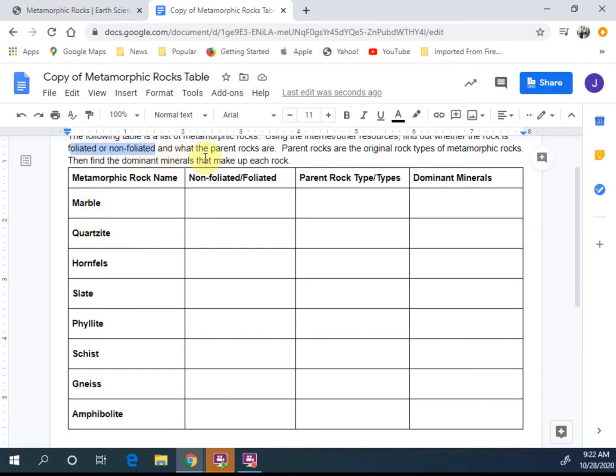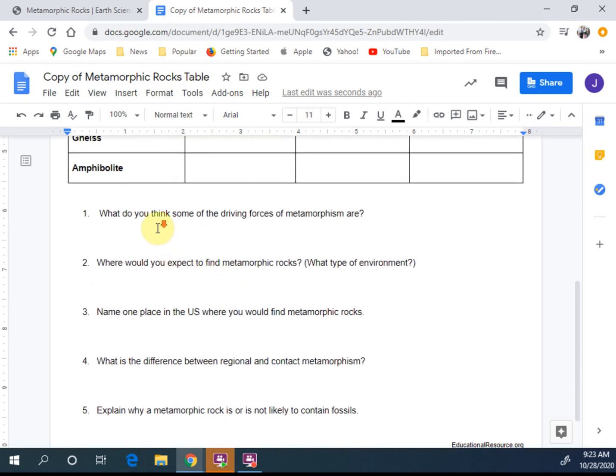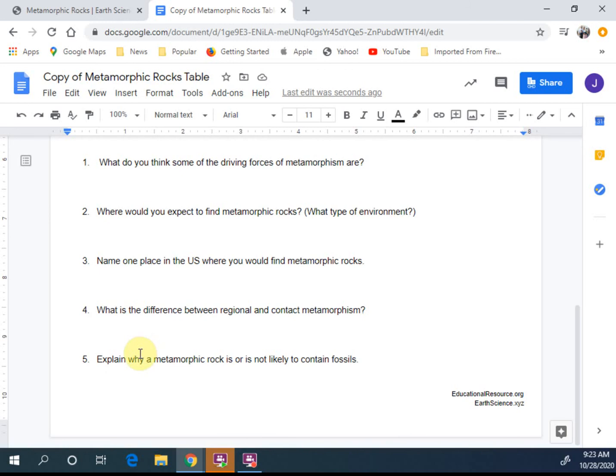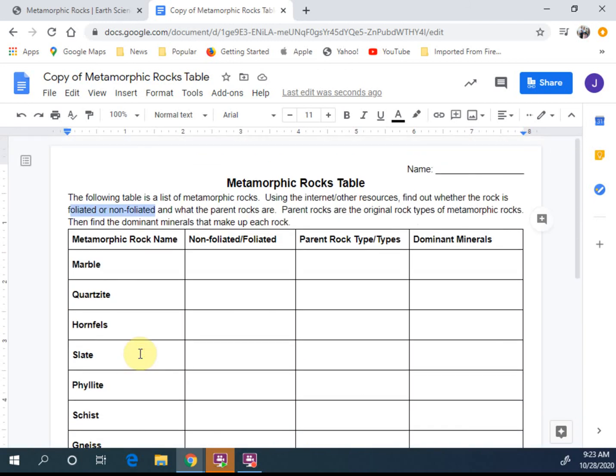Then find the dominant minerals that make up each rock, and there are about eight or so metamorphic rocks. You will identify their texture, parent rock, and dominant minerals, and then answer the following five questions. You'll turn this in, so it will be your responsibility by yourself to complete this and then turn it in.